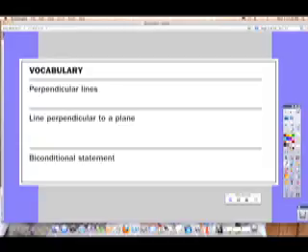Guys, with your arms, show me. Stretch it out. End of the day, almost. Perpendicular lines, show me with your arms. What do they look like? Shout it out. What exactly does the measurement have to be? Has to be 90 degrees.